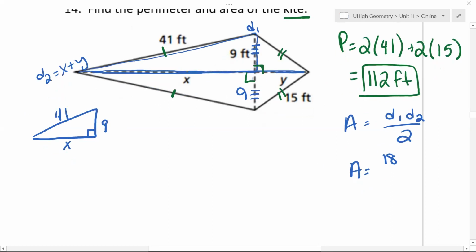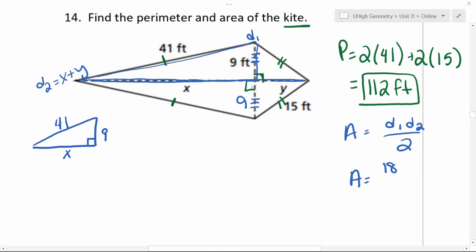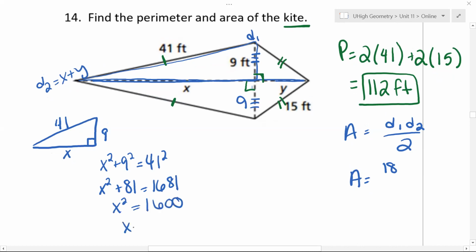So what I can do is use the Pythagorean theorem, and I could say that x squared plus 9 squared equals 41 squared. I square everything, I get x squared plus 81 equals 1,681. I can subtract 81 from both sides and get x squared equals 1,600. And I can get that x equals 40.